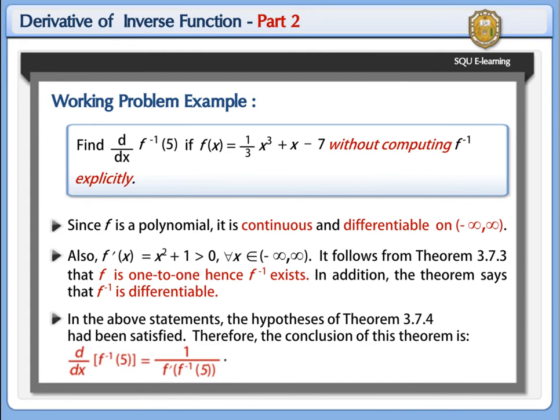Now, in all these above statements, the hypothesis of theorem 3.7.4 had been satisfied, so we could use the theorem and its conclusion. The conclusion of that theorem says that the derivative d over dx of f inverse at the point 5 is equal to 1 over f prime at f inverse at the point 5.